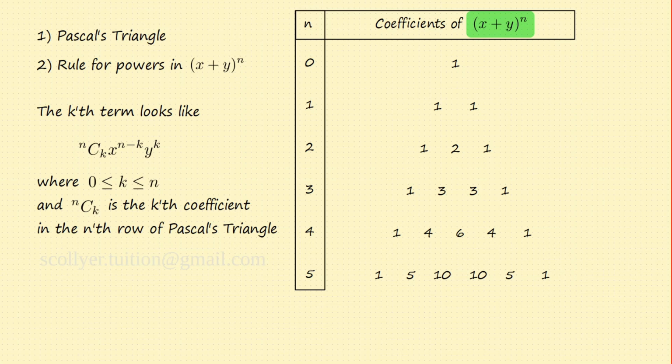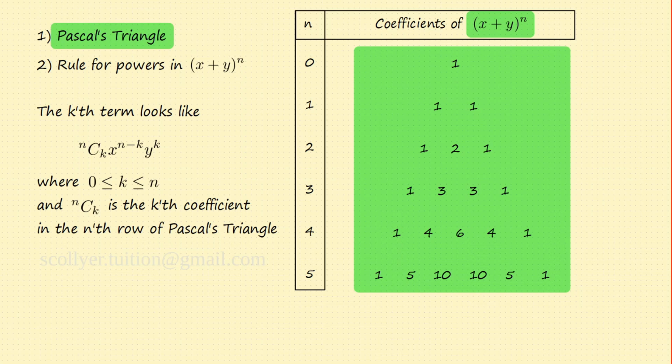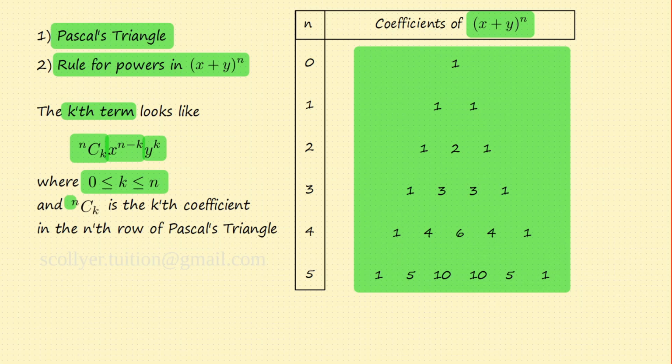First of all, we have the coefficients, which I've laid out here in this triangular form, which goes by the name of Pascal's triangle, and those coefficients are formed as we saw earlier. Secondly, we have a rule for the powers of each term in the expansion of x plus y to the power n. The kth term in a line looks like a coefficient, which I will call nCk, times x to a power n minus k times y to the power k, and k runs from 0 to n. nCk is the kth coefficient in the nth row of Pascal's triangle.